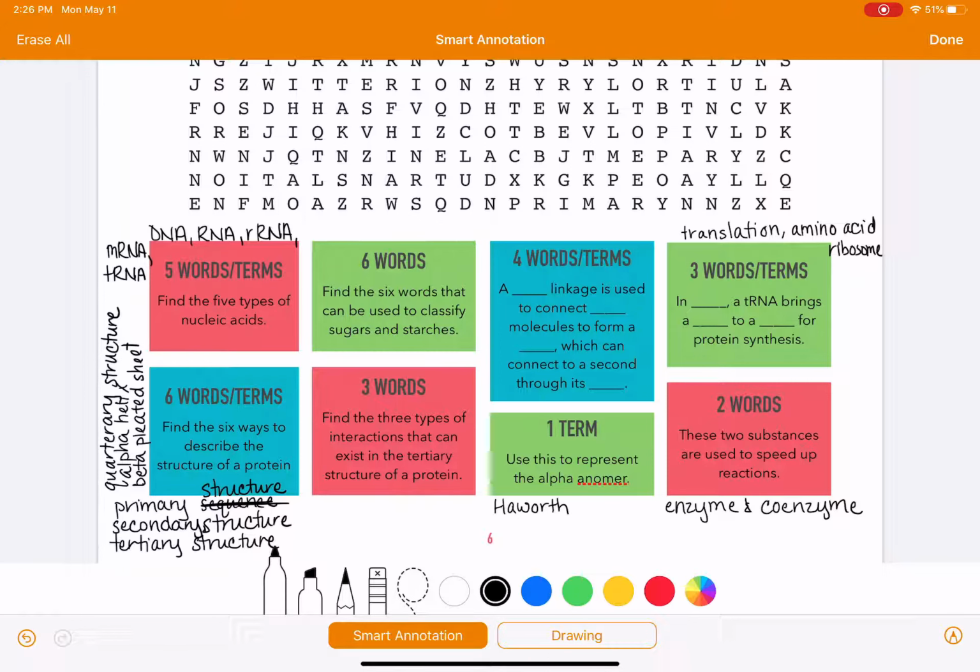Now let's do the last pink box. Find 3 types of interactions that exist in the tertiary structure. So that would be hydrophobic as well as hydrophilic and the disulfide bond. Disulfide bond, hydrophobic interaction, and hydrophilic interaction.